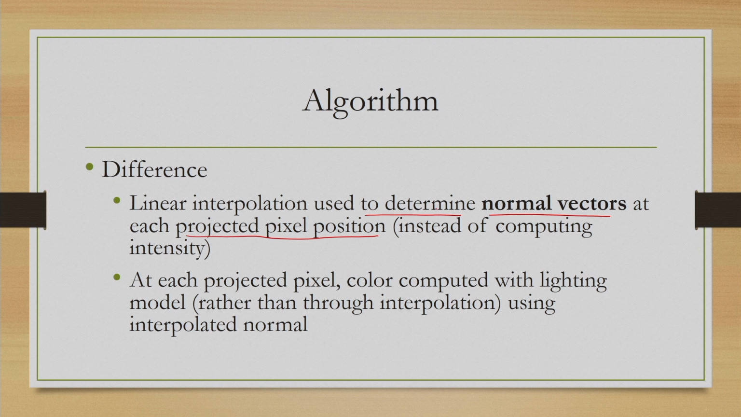So, we need to calculate normal vectors to actually apply the lighting model, which involves the use of normal vectors. We do that here in Phong shading. So, the interpolation is not used to compute intensity, instead it is used to determine normal vectors. Once that is done, at each projected pixel we know the normal vectors through interpolation. We compute color using the lighting model.